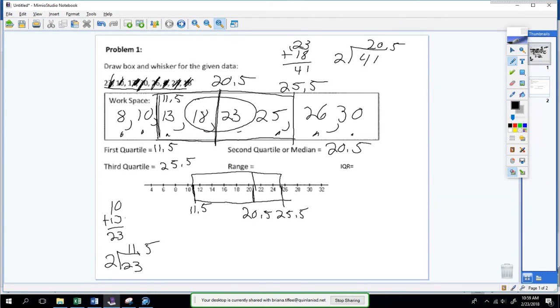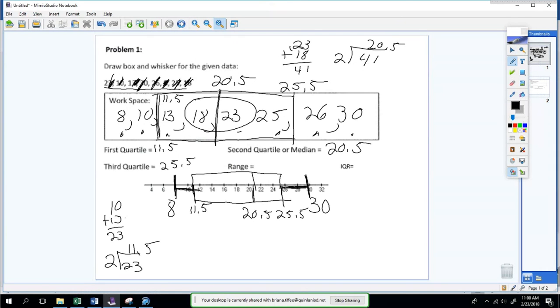And then you have to add your whiskers. Your whiskers are just your endpoints. 8 is my smallest number, so I'm going to have a line that goes to 8. You just draw a line to that. That's my first whisker. And my last whisker is going to be 30, so you draw a line right here to 30. That's my second whisker. So that's how you create a box and whisker plot.